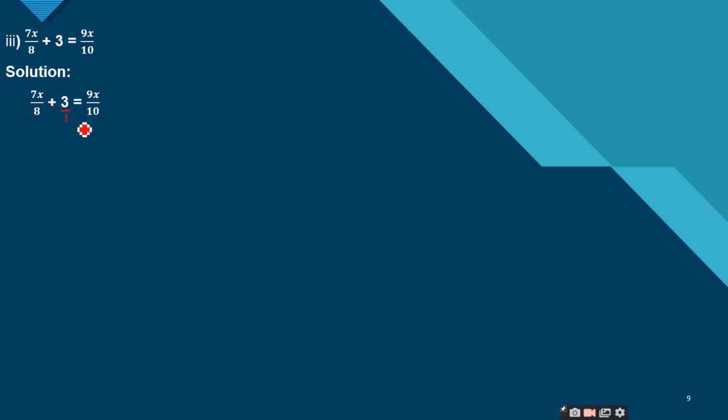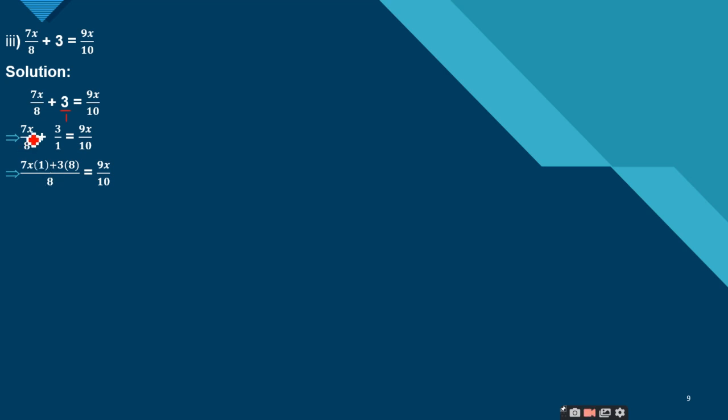There is no number under 3, which means there is 1 as a denominator under every number. So first we have to find the LCM of the denominators, 8 and 1. So 7x upon 8 plus 3 upon 1 is equal to 9x upon 10. The LCM of 8 and 1 is 8.